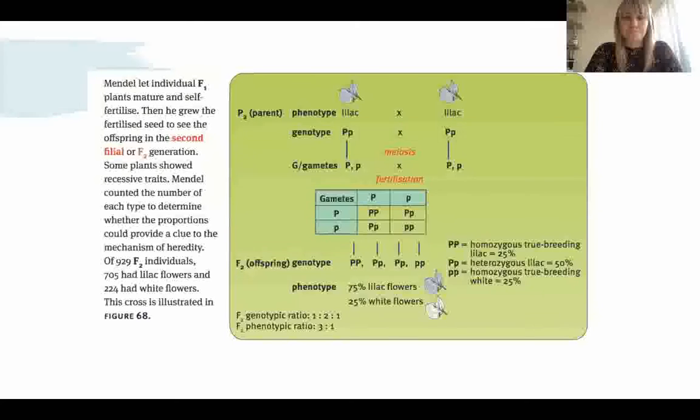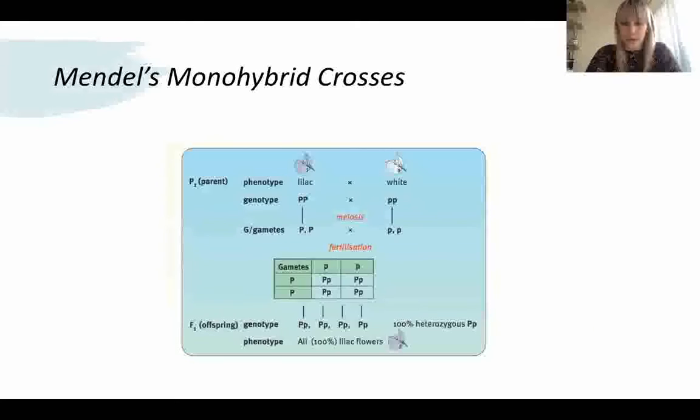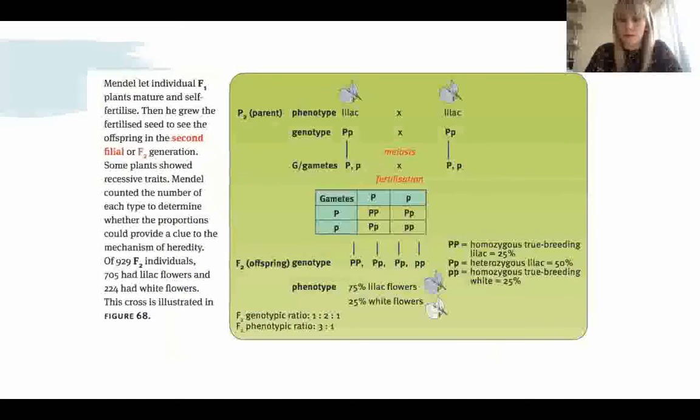Then Mendel took that heterozygous F1 generation, and he crossed them again. So again, it's exactly the same thing. We do it over and over the same way. F1 cross this time, phenotype lilac times lilac, but here your genotype is heterozygous, capital P, small p. Meiosis occurs, you get your possible gametes.